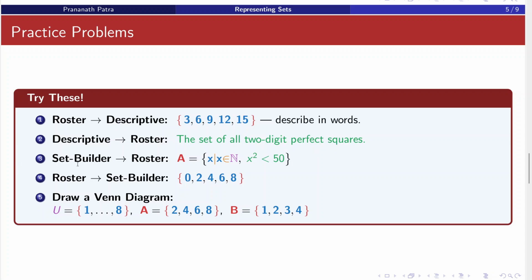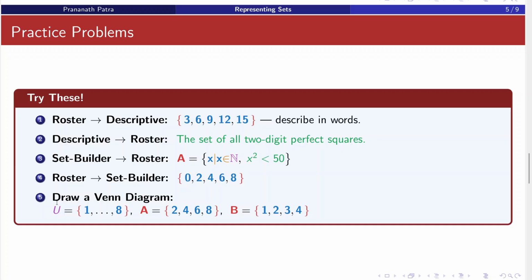Problem 3 takes us from set builder notation to the roster method. We have set A, which is defined as the set of all x, such that x is an element of the natural numbers, and x squared is less than 50. Problem 4 asks us to translate from the roster method back to set builder notation. We are given the simple set containing 0, 2, 4, 6, and 8. What is the mathematical rule for this set?